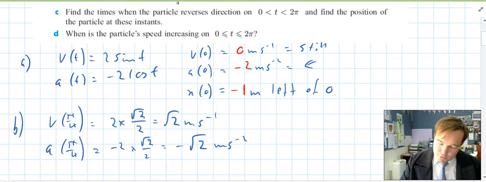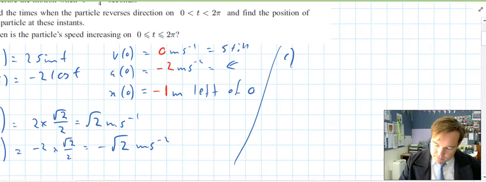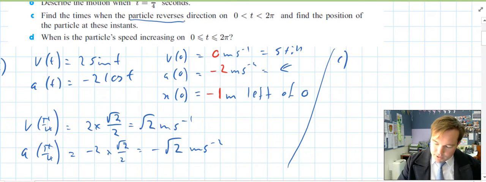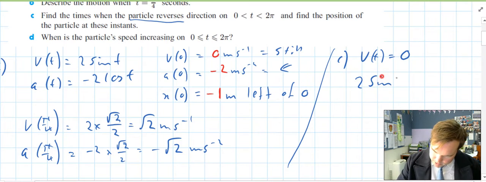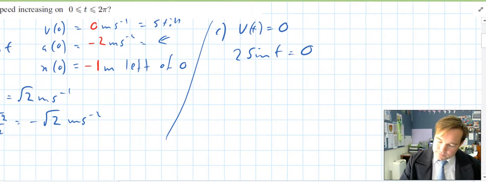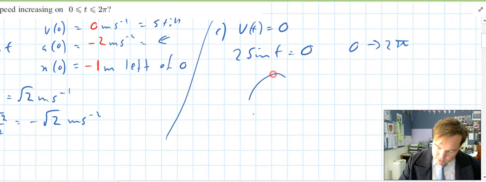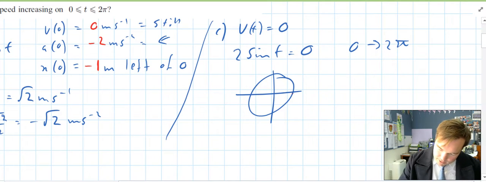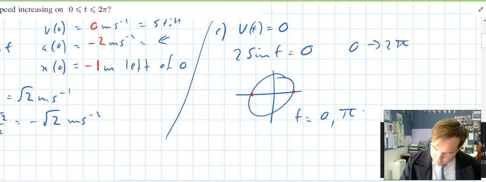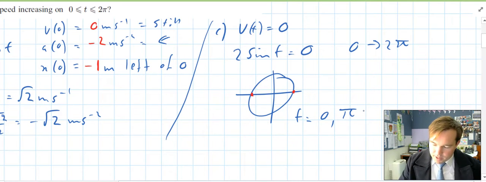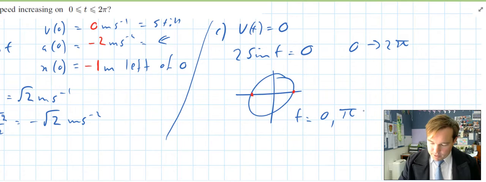Find the times when the particle reverses direction and find the position at those instances. Alright, it reverses direction when the velocity is equal to 0. So we're looking for times when the velocity v(t) is equal to 0, or where 2 sine t is equal to 0. Now we're only looking for t between 0 and 2 pi. If you think about the unit circle, sine t is equal to 0 here and here. So our two solutions for t are 0 and pi. Easy enough.